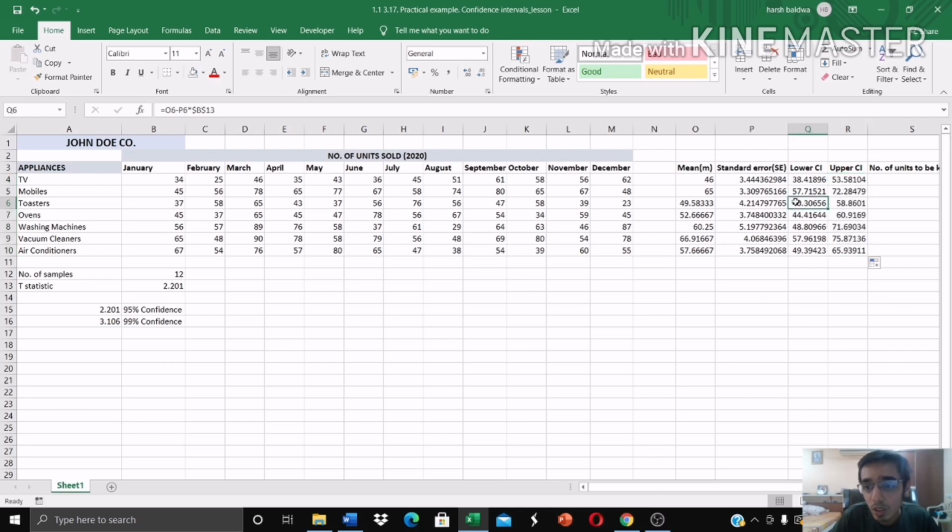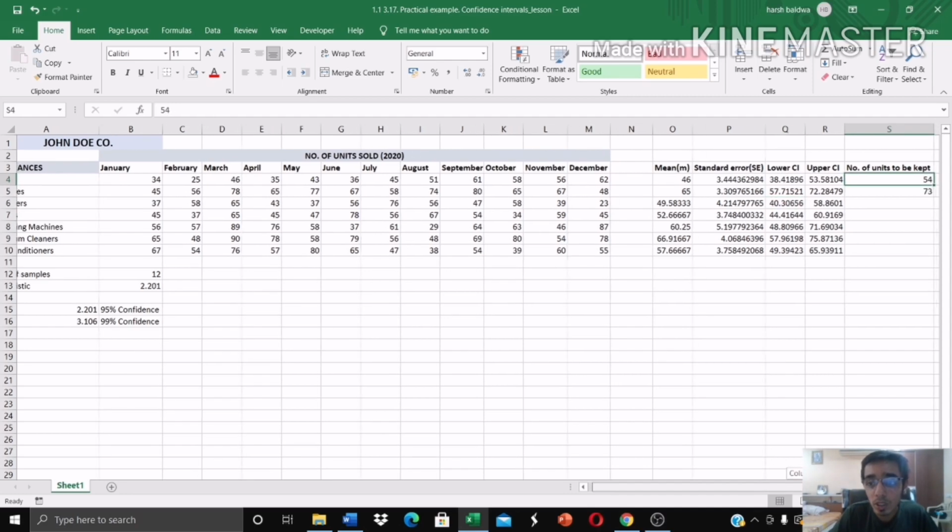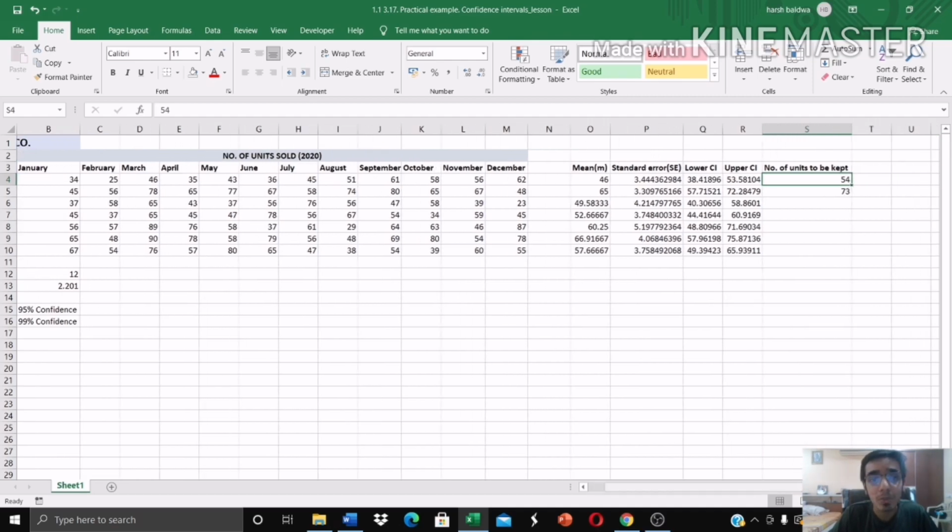Now, as you can see over here, what we can infer from this lower and upper confidence interval. The conclusion we can make is that in 95% of the cases, the number of TVs that the firm sells usually is between 38 and 54. So we can conclude that the company must at least keep 54 TVs for safety purposes, so that it doesn't run out of stock.